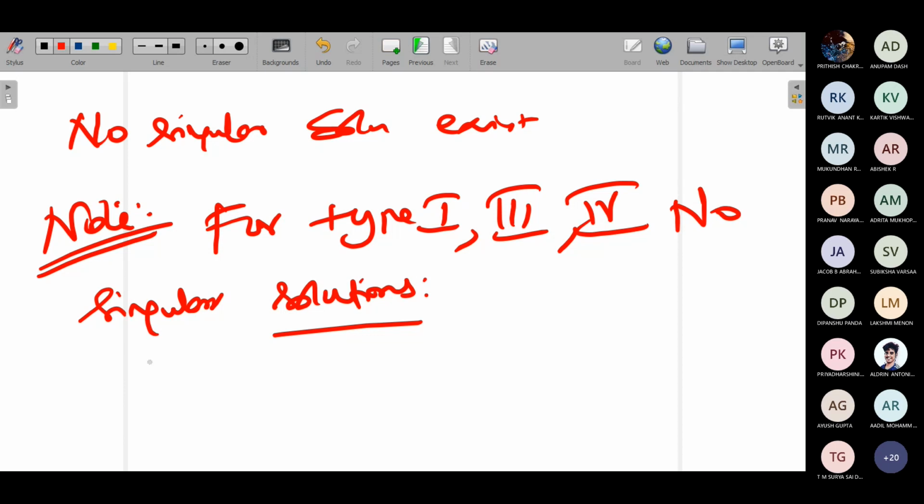As in type 2, we only substitute p and q, and we don't integrate there. Therefore, a singular solution exists. Type 2 is of the form px plus qy plus f of p comma q, Clairaut's form. That is very important, completely out of the box from whatever we are doing in type 1, type 3 and type 4.